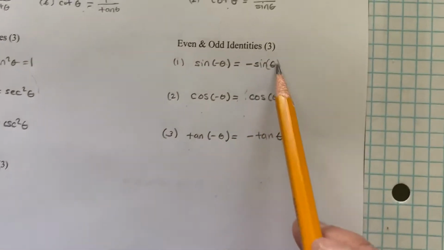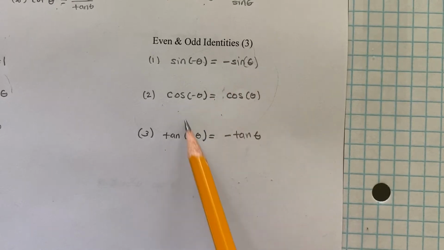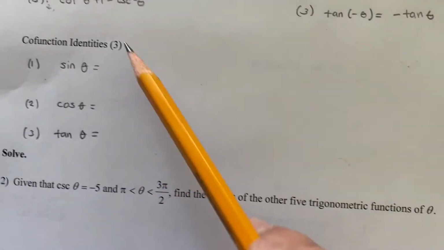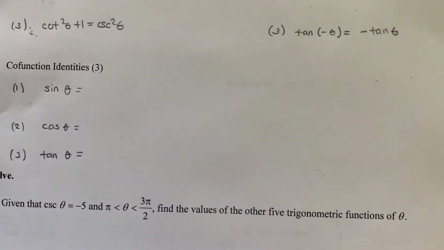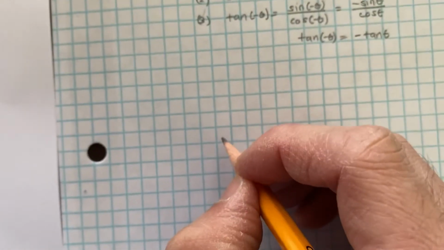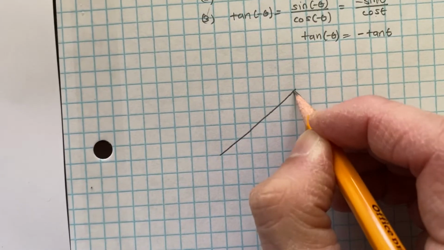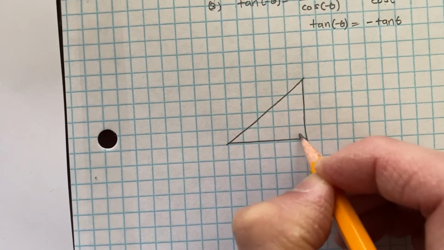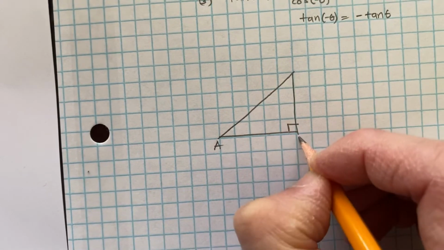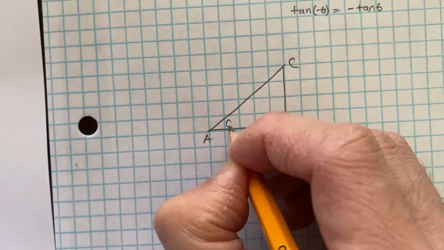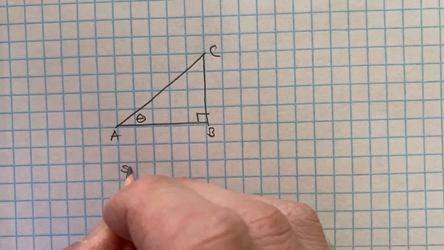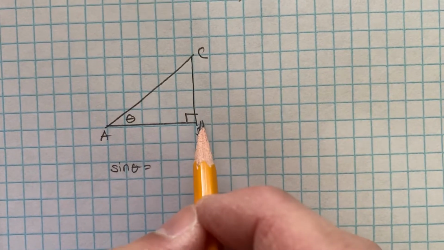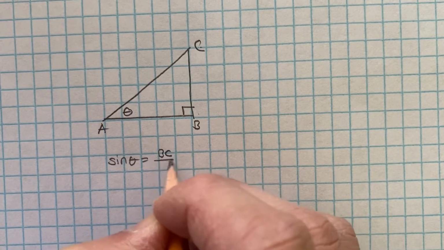The very last set of identities that we have to derive, you can write them in any order you like, are the cofunction identities, okay? And these ones we're just going to observe drawing a right triangle. So if I have a right triangle over here, I'll call this triangle ABC, and let me call angle A theta. If I ask you, what is the sine of theta, you would say that's opposite over hypotenuse. That's BC over AB.